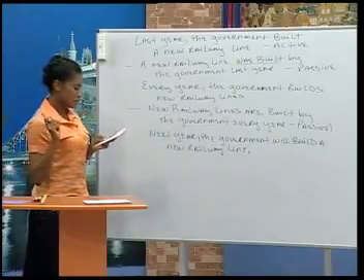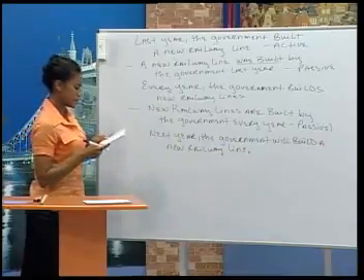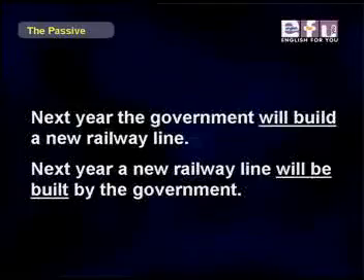Okay, Sylvia, can you do the future sentence? It is very logical. The future of was is will be, and the past participle is the same, built. So next year, a new railway line will be built by the government. Good. Next year, we use our object as our subject. So a new railway line will be built by the government. Okay, our third passive sentence.